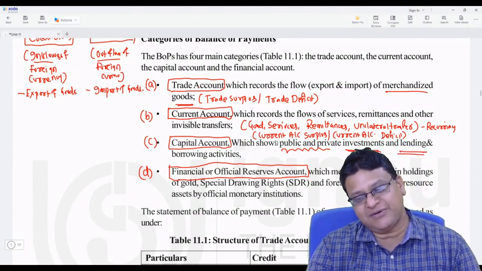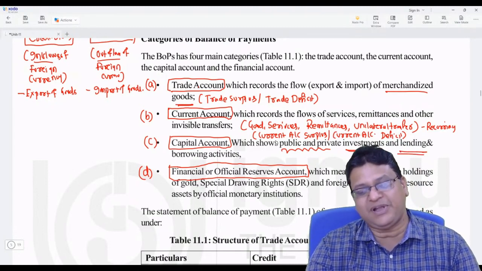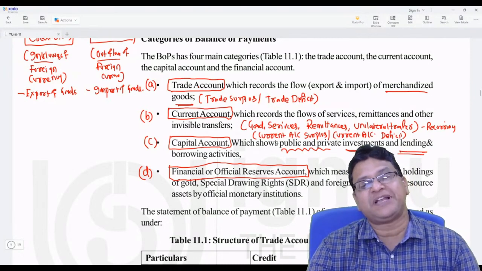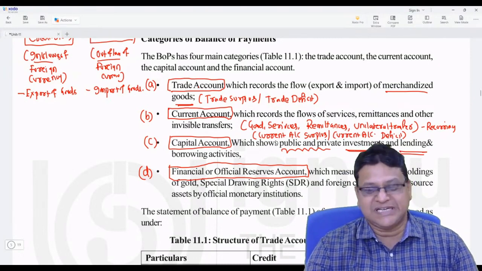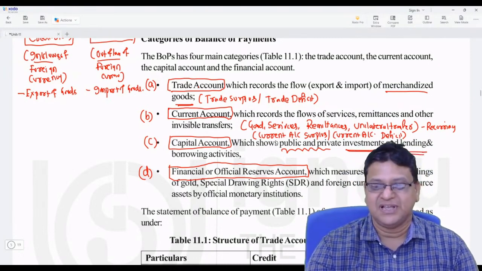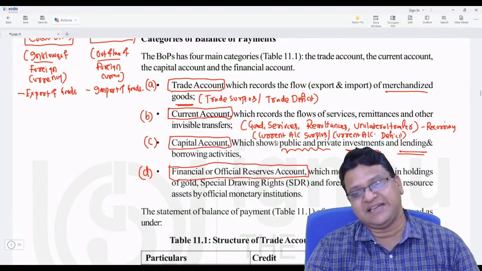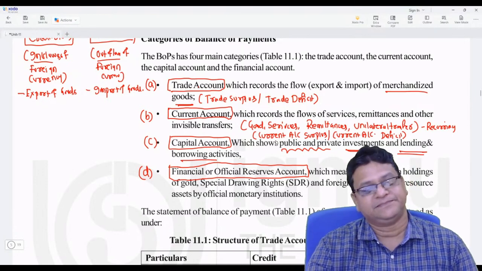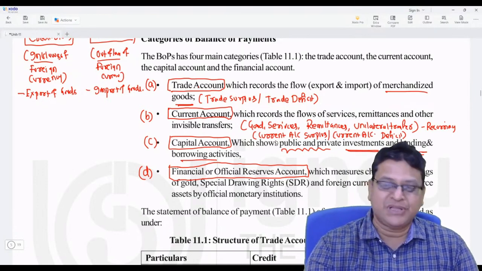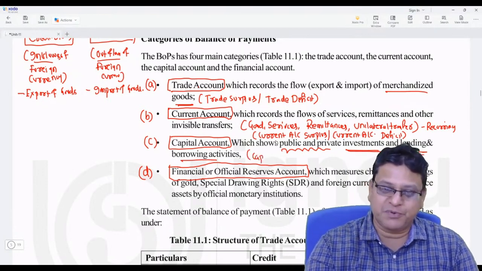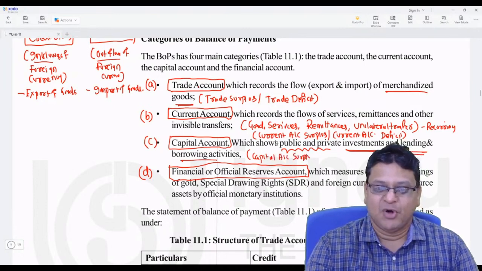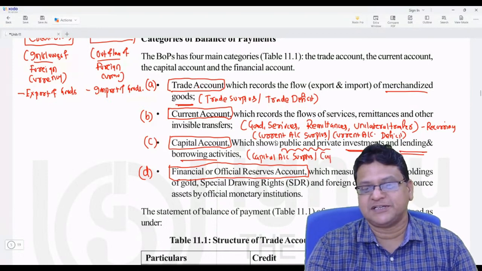Investment made outside the country from the resident of your country and investment made into your country from the resident of rest of the world. So it records international transactions related to international investments and international lending and borrowing. We can have capital account surplus or capital account deficit.